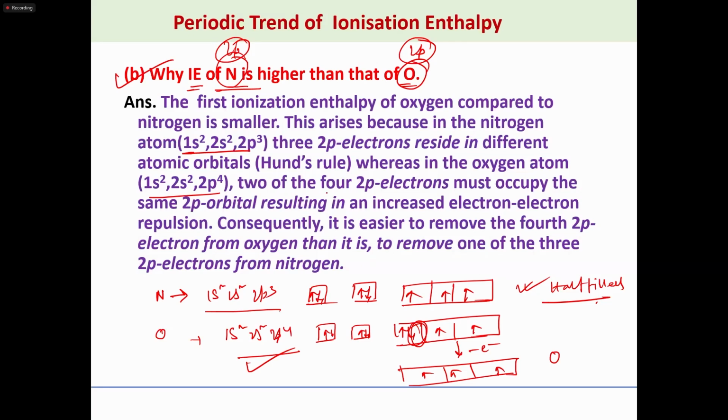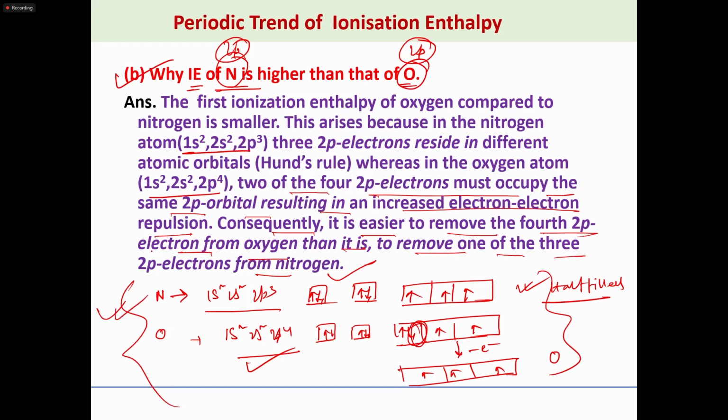In oxygen, two electrons occupy the same p orbital, resulting in increased electron repulsion. Here the electron repulsion is there. Consequently, it is easy to remove the fourth 2p electron from oxygen than it is from nitrogen. So I have explained this answer according to the electronic configuration. You can explain the electron repulsion also.